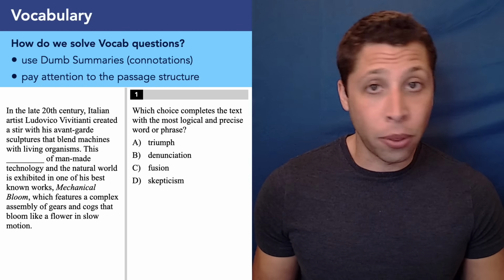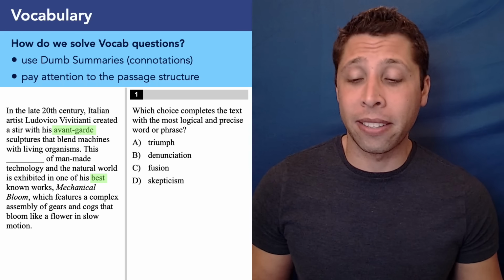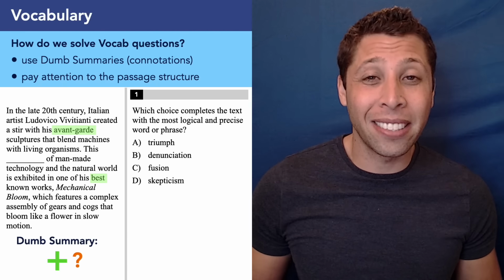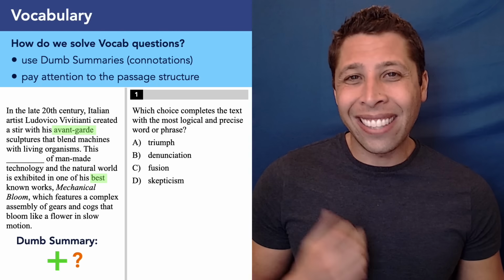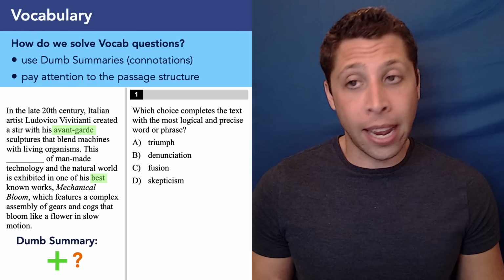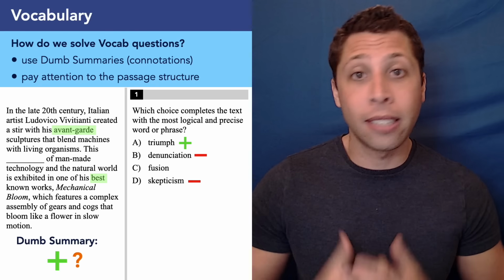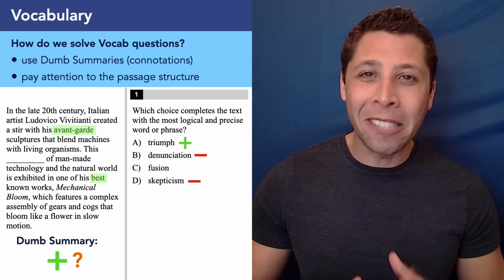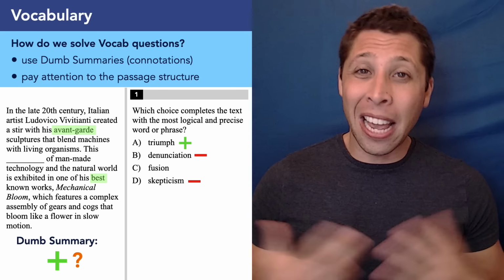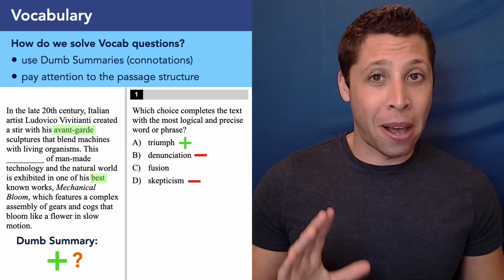So I did pick up on a few things here. There are some positive words. Avant-garde is usually positive, best, usually positive. So maybe my dumb summary is that this is kind of vaguely positive, but it's not super strong. That's not great. I'd love it to be really clear what it is. But I can also dumb summarize the answer choices, and these have clear connotations for most of them. Triumph, definitely positive. Denunciation, you might not know what that means, but it is negative. Skepticism is negative. Fusion, harder to say, more neutral. But that's not really at all what I notice about this passage, okay?